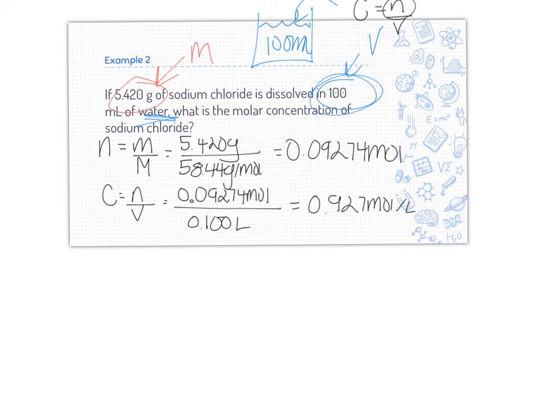So we would start with our 5.420 grams. We need to cancel mass, so grams go on the bottom. And usually moles are the first thing we want to find. So we're going to divide this by its molar mass, 8.44. Now grams cancel, we're left with moles.